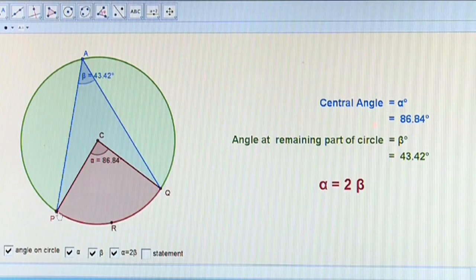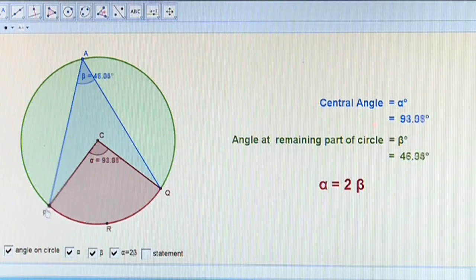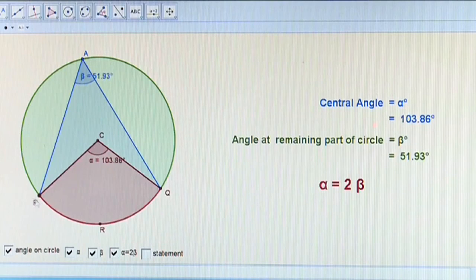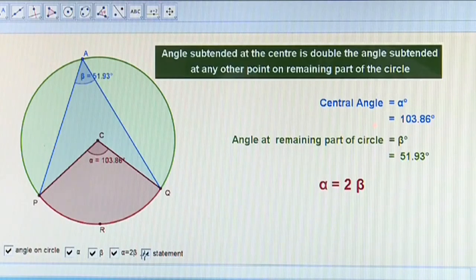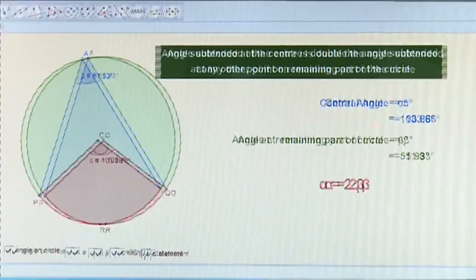Now, let me change the length of the arc. See, the length of the arc is changed, but still the central angle alpha is double of the inscribed angle. So, we can give the statement that angle subtended at the center is double the angle subtended at any point on remaining part of the circle.